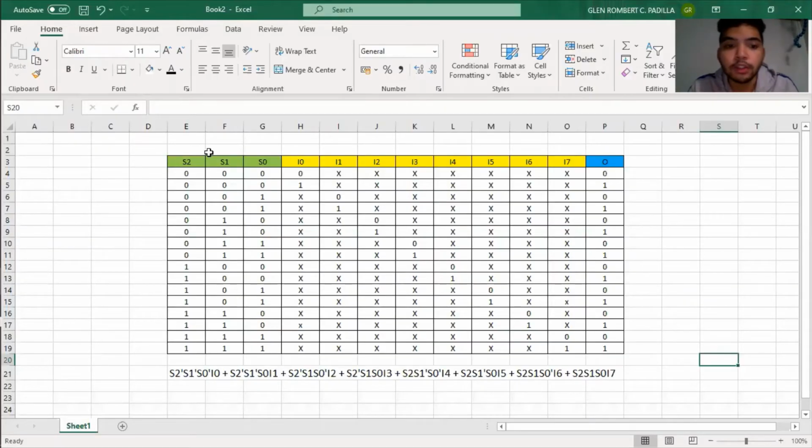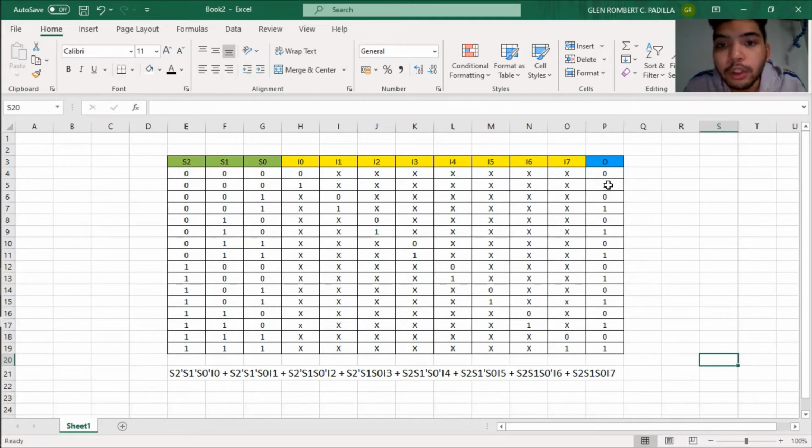So as you can see in this truth table, this is the truth table for a three-selector multiplexer. So we have this, and this yellow part are the inputs: 1 0 1 1, I0, I1, I2, I3, I4, I5, I6, and I7. So with this we can have the output of this.